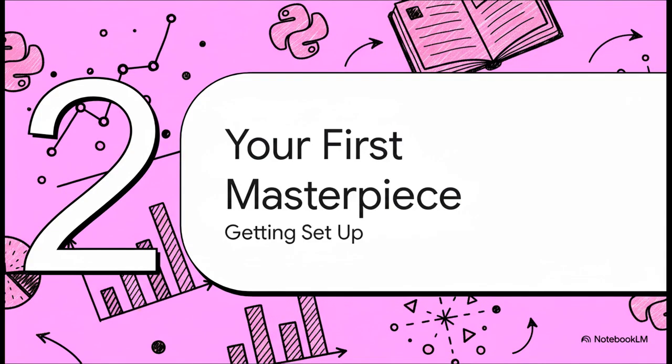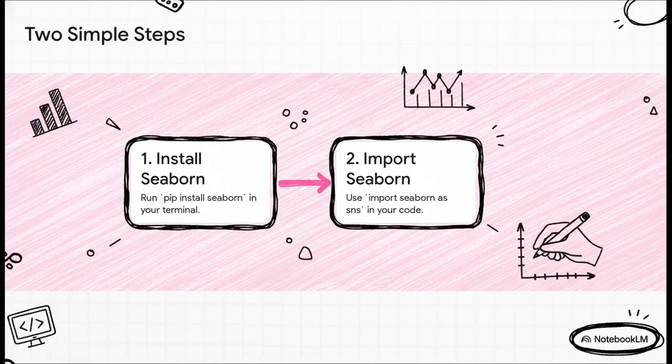Okay, section 2. It's time to create your first masterpiece. Let's walk through how to get set up for success. It's easier than you think. And I'm not kidding, it could not be any simpler to get started. It's literally a two-step process. First, you just pop open your terminal and type pip install seaborn. Hit enter. Step 2, in your Python script or your Jupyter notebook, you just import it. The standard way is import seaborn as sns. And that's it, seriously. You are ready to start plotting.